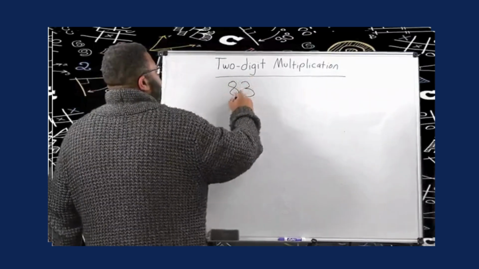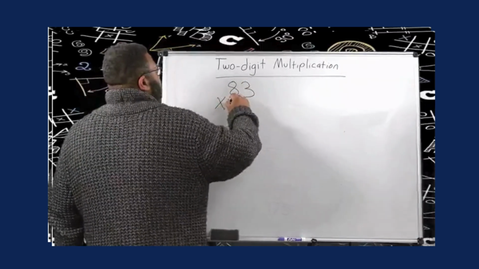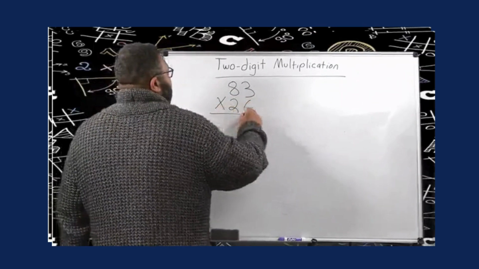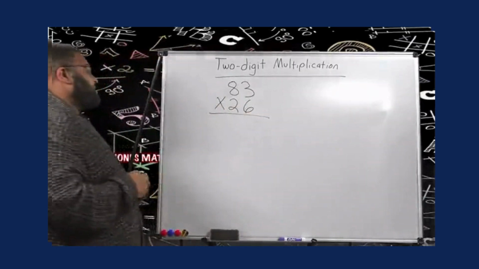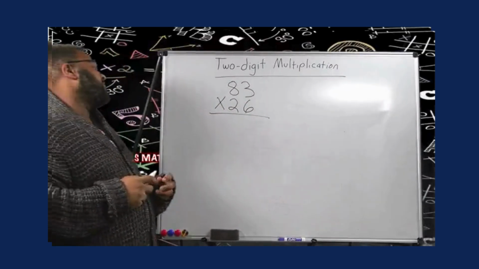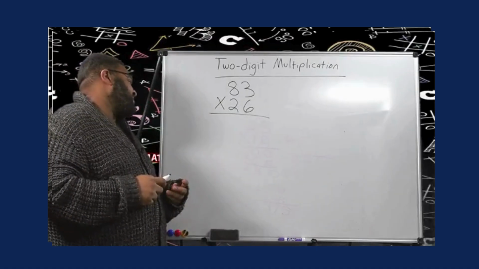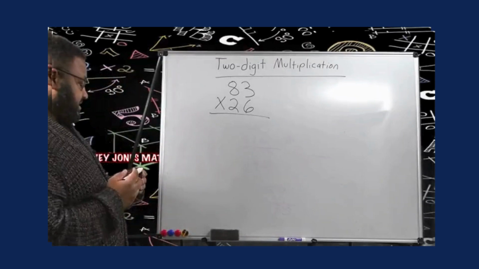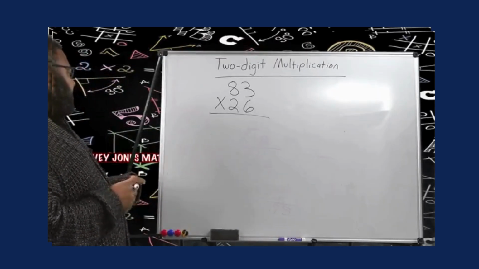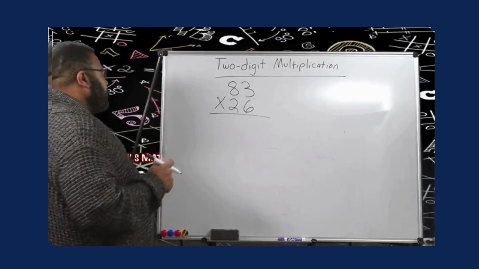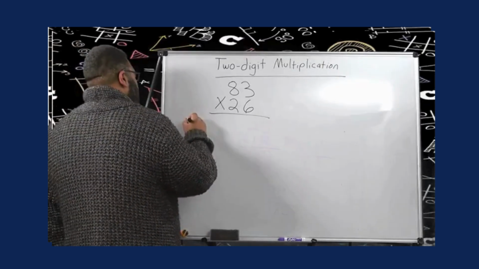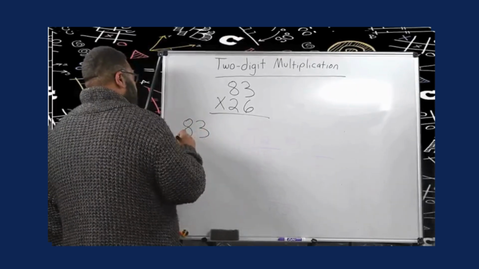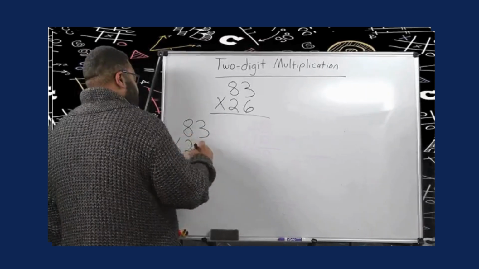83 times 26. All right, what's going to happen right here? I'm going to go the traditional way, which I call Daddy's way. 83 times 26.